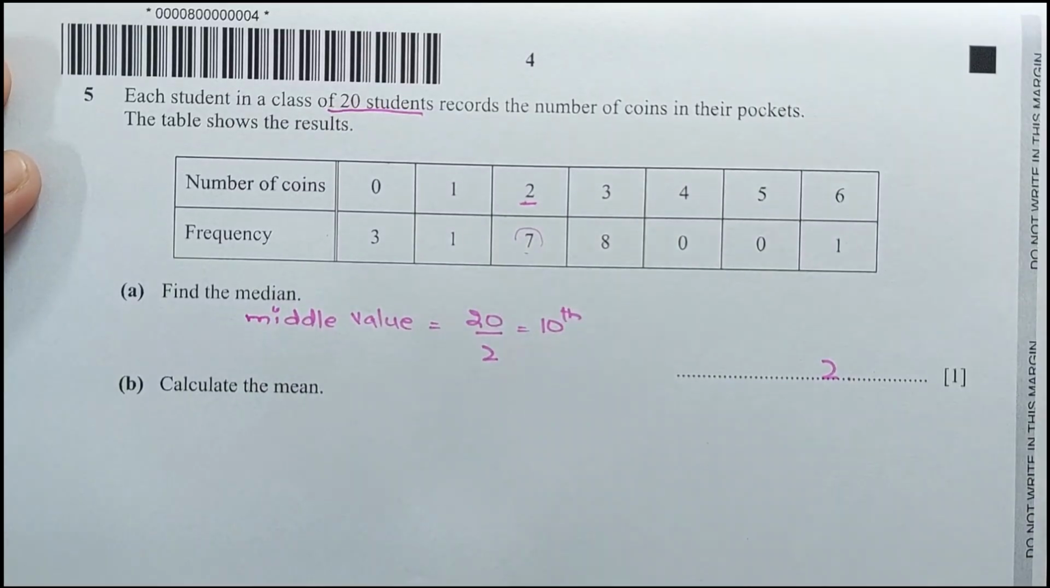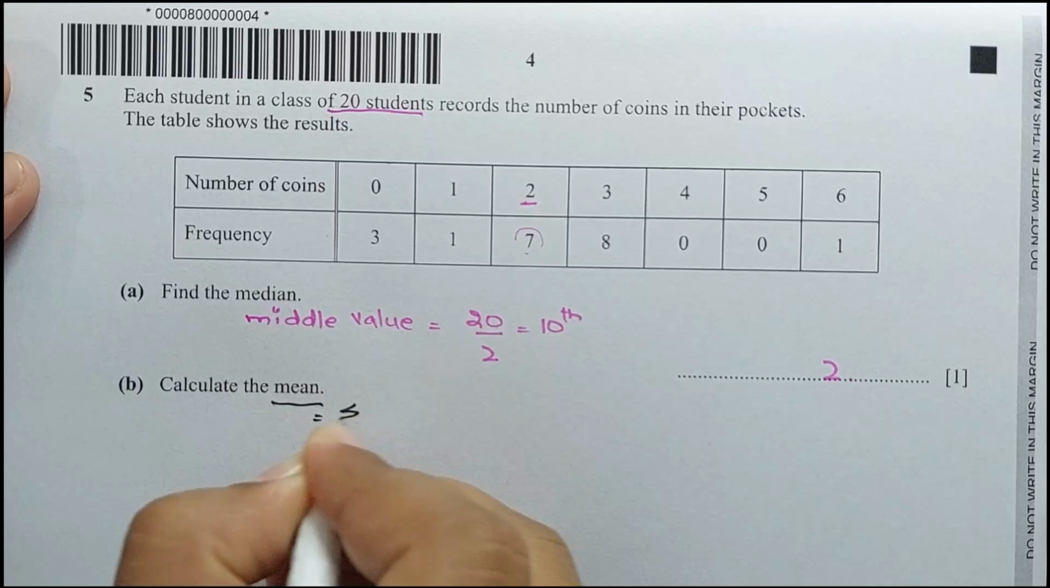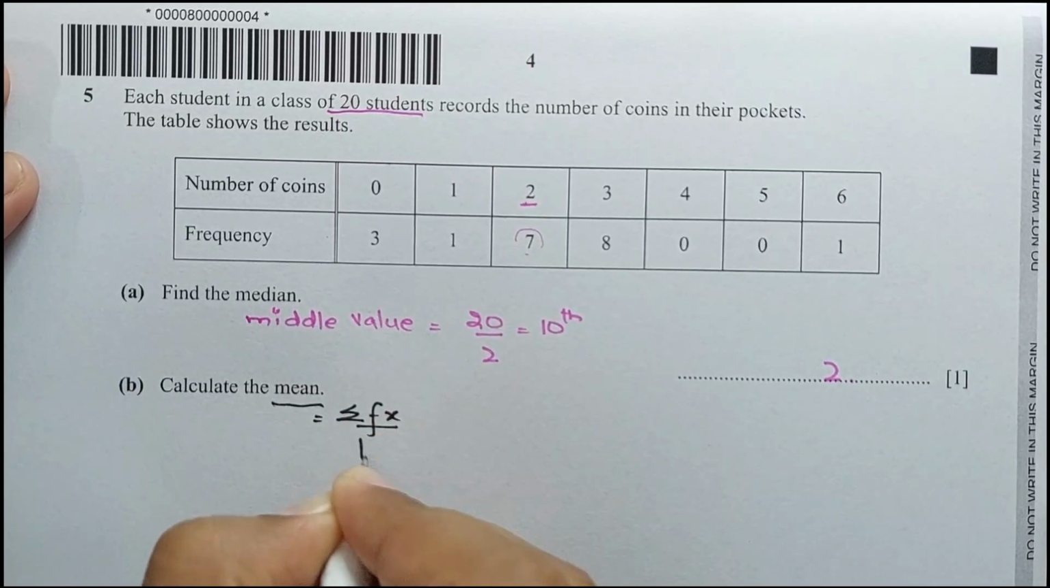Okay. Part B, calculate the mean. The mean is equal to the sum of fx divided by the total.